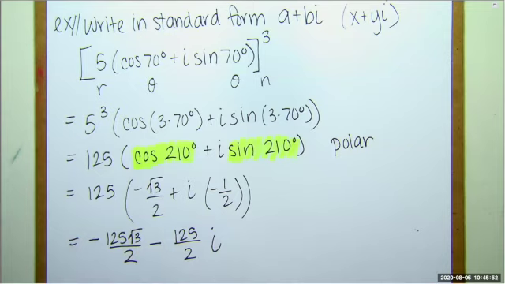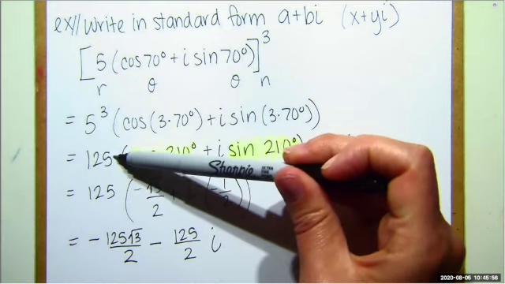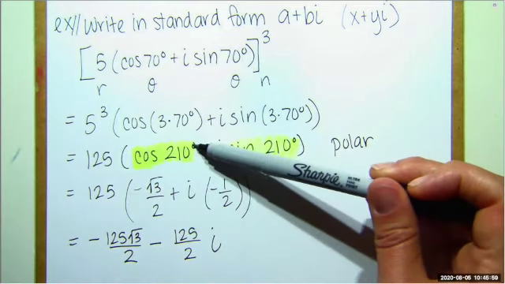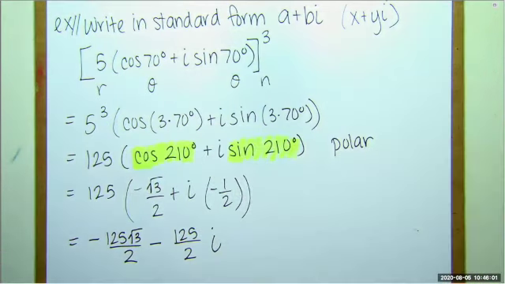And we weren't asked to put this in exponential form, but if we were, we'd have r being 125 and theta was 210, so we need to convert this to radians and then plug it into exponential form. Any questions on this one? Any questions?